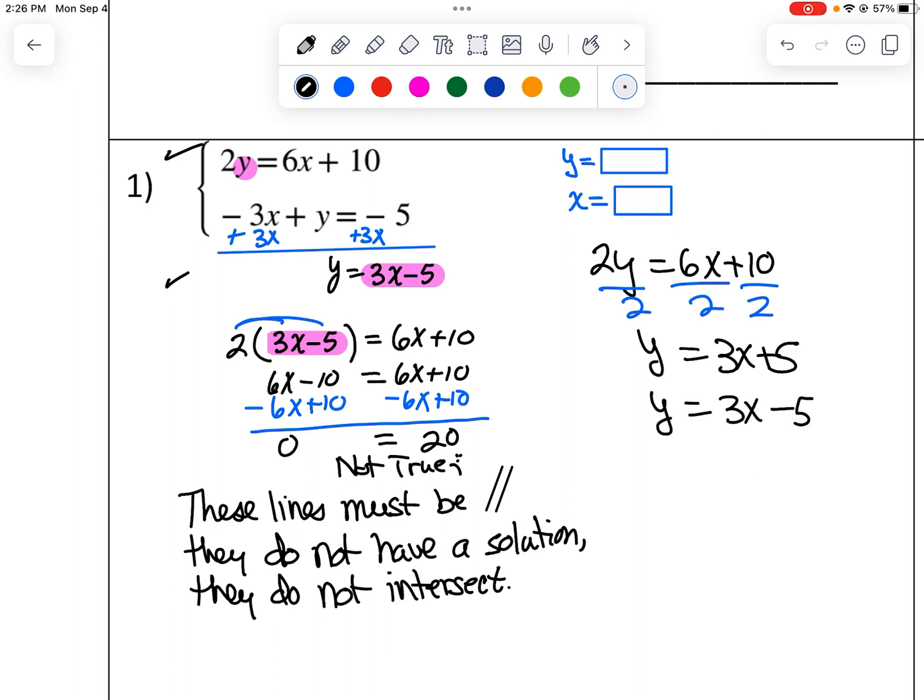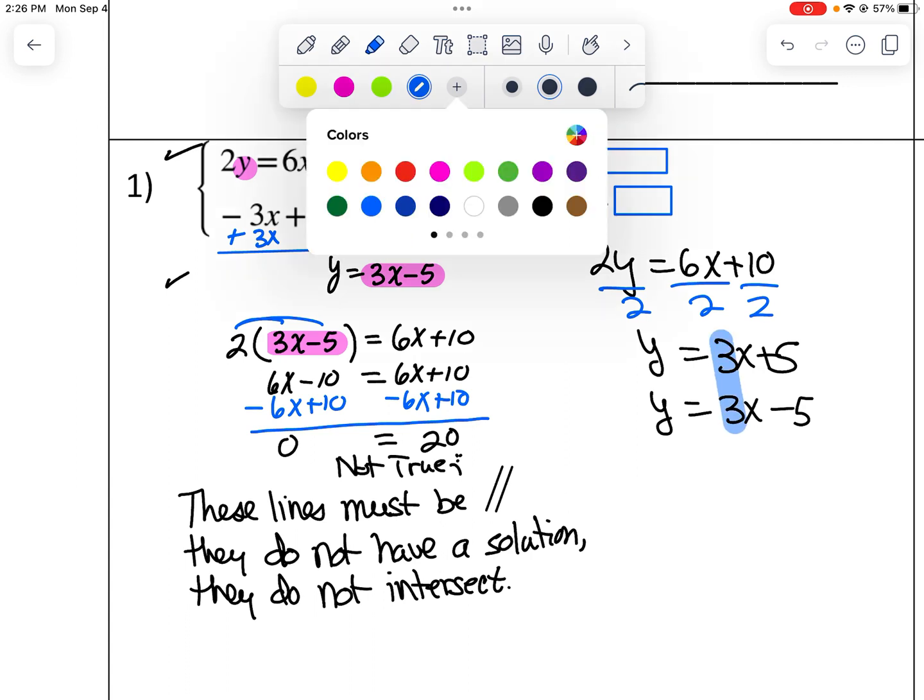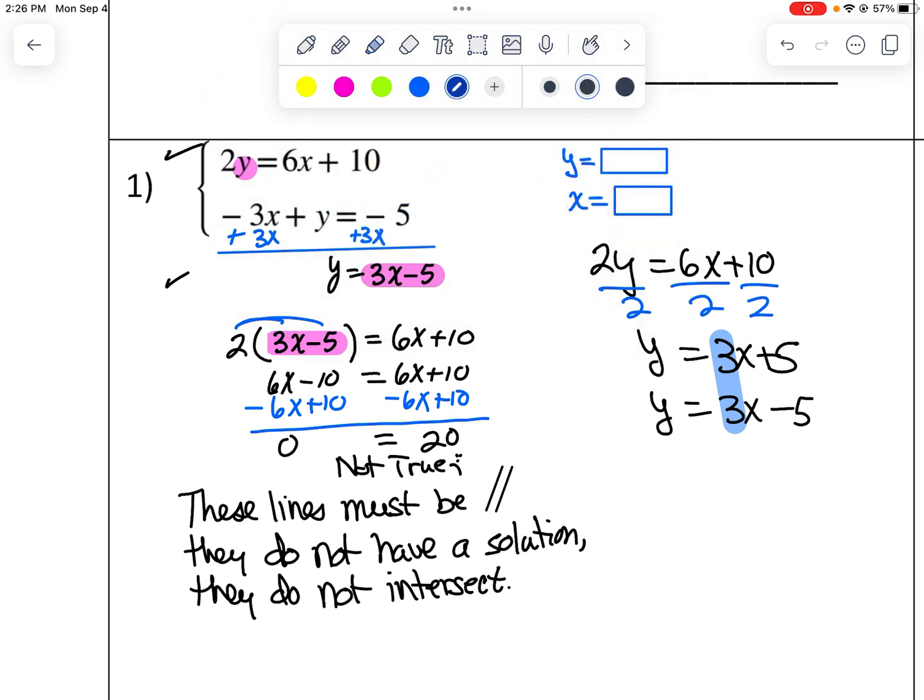One of them was 3x minus 5, one of them was 3x plus 5. So here's the deal, my friends. Because they have the same slope but they have different intercepts. You see, negative 5 and positive 5 are different numbers, right? Because they have the same slope and different intercepts, they are parallel.